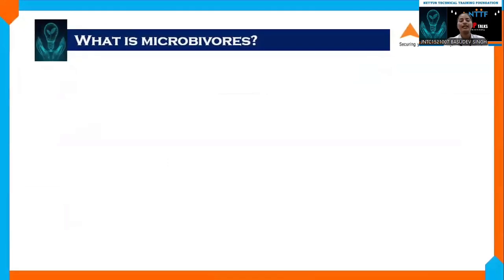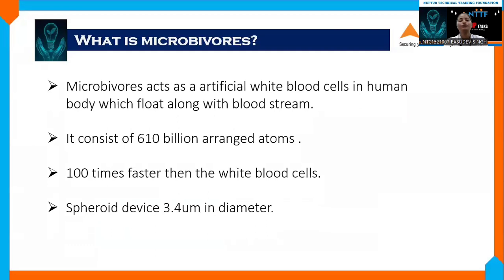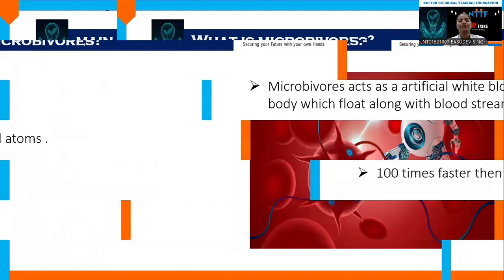Then the microfibers just act like artificial white blood cells. They float in our body through the bloodstream. It consists of 610 billion arranged atoms and is 10 times faster than white blood cells. Cephaloid devices, the shape of the microfiber is around 3.4 micrometers in diameter.